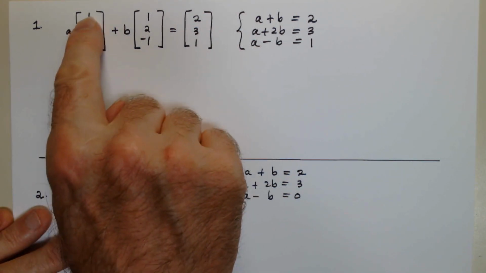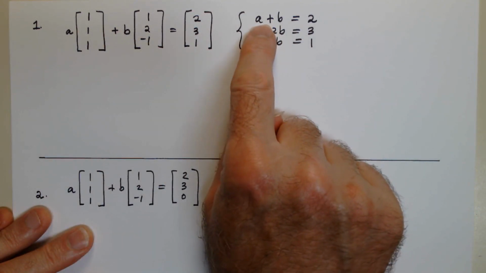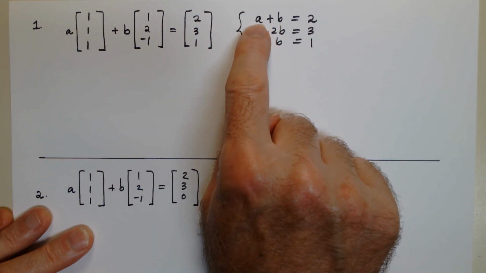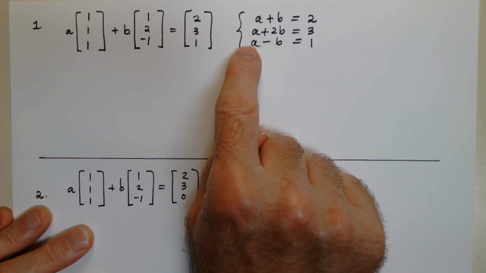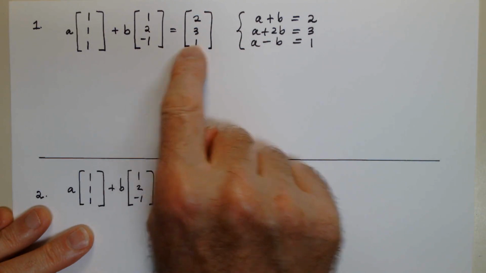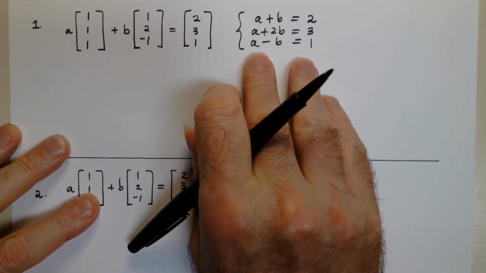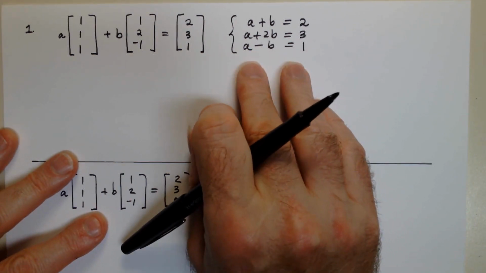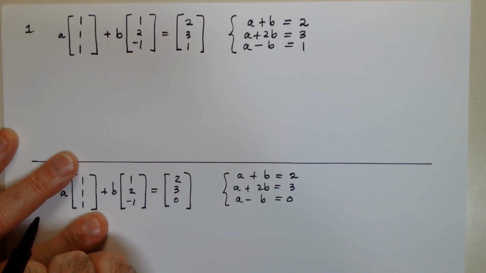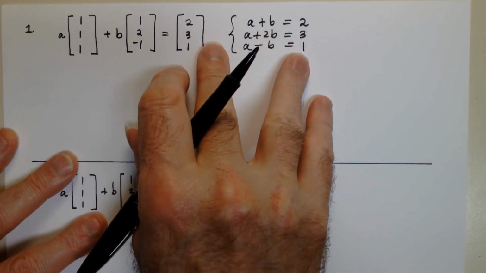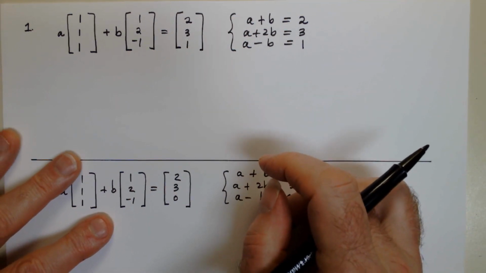Now, you can see by comparing first, second, and third components that that's equivalent to saying, can I find A and B so that A plus B is equal to 2, A plus 2B equals 3, and A minus B equals 1. Now, the happy fact about this, if I write this system as an augmented matrix, you'll see that it bears a strong resemblance to where we started. We started here, we wrote down the corresponding system, and now I'm going to put this back in an augmented matrix, and let's see what we get.